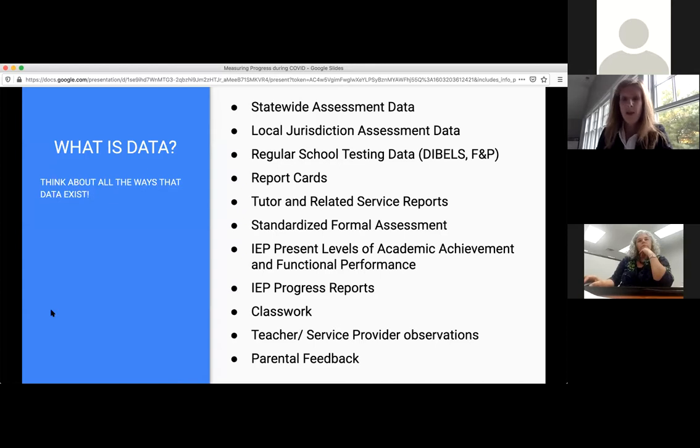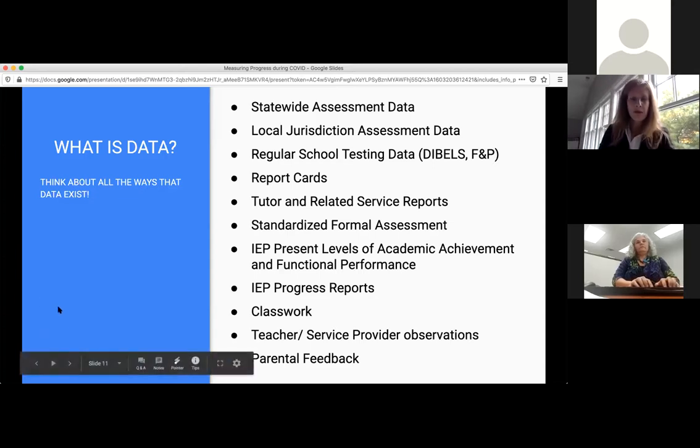We talked about your present levels of academic achievement and functional performance. We're going to talk a little bit later about your IEP progress reports. You obviously have classwork, you have teacher and service provider observations, and of course, last but certainly not least, you have parental feedback and parental input. Oof, that was a lot.